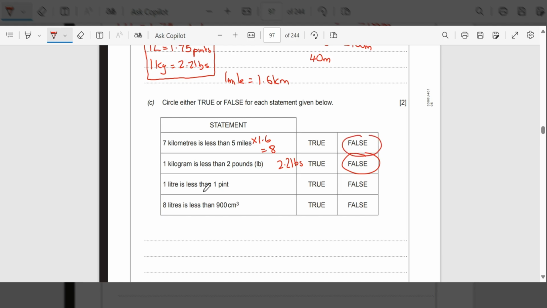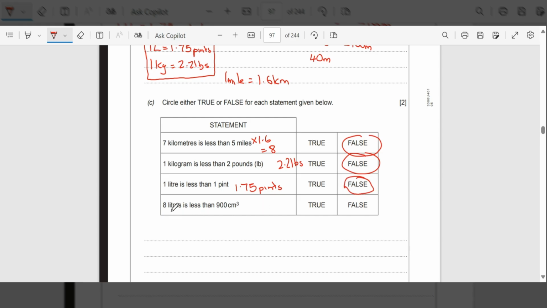That's false. 1 litre is less than a pint. Well, 1 litre is 1.75 pints. So actually, a pint is less than a litre. That's right, because a litre is 1.75 pints, which is less. So the statement is false. Sorry, I'm just having a bit of a brain moment there.